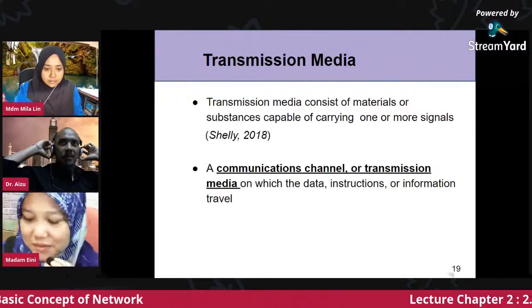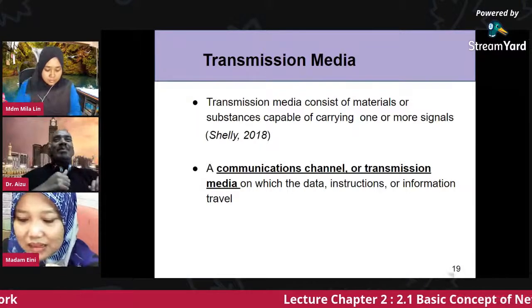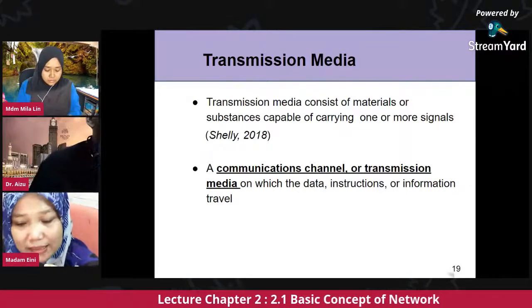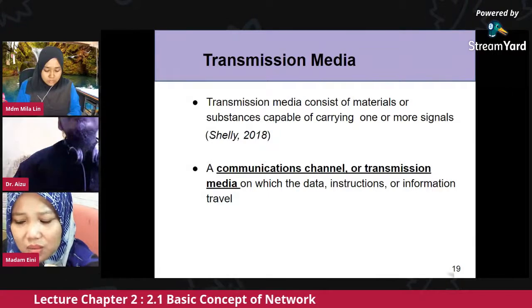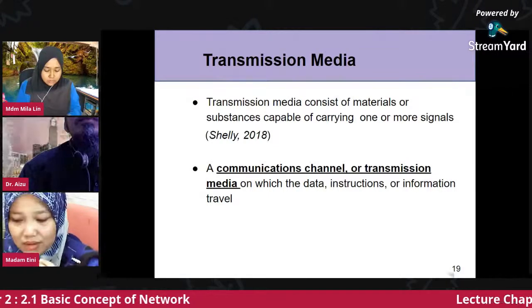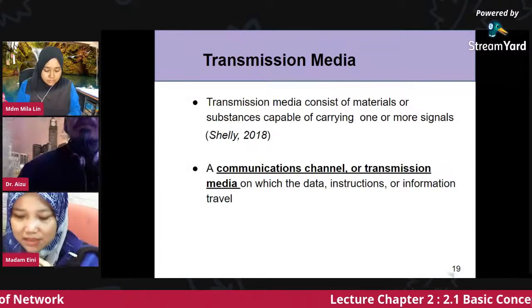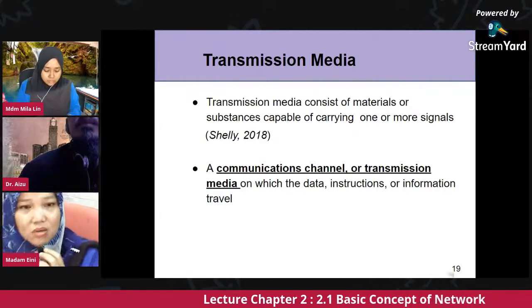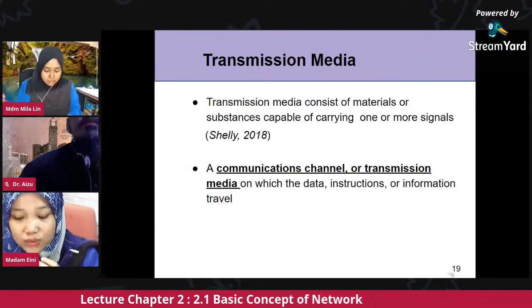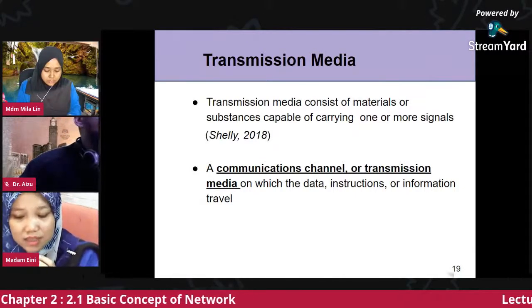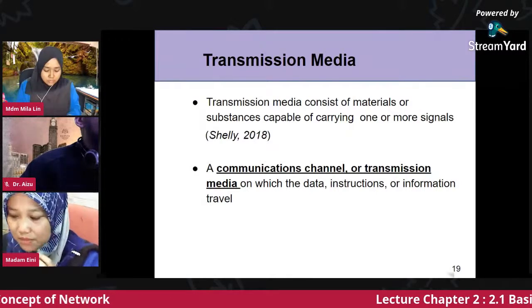Aizu. Okay, now I want you to think, how do we send data to someone? Okay, data received by someone. Can you imagine how does the data move? Using what materials? How does it move from one place to another place?